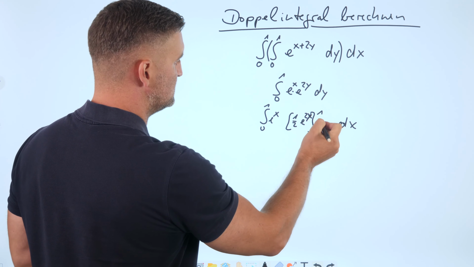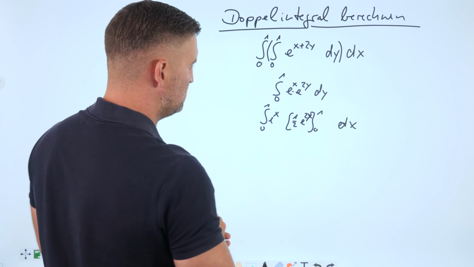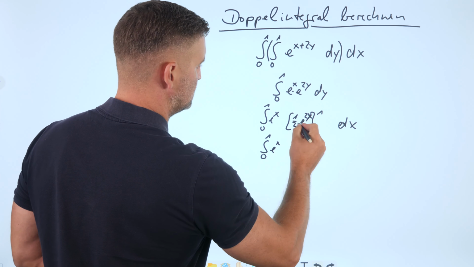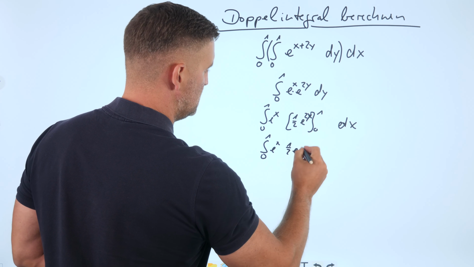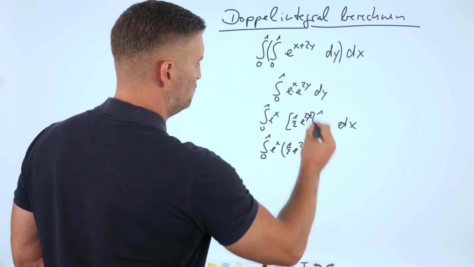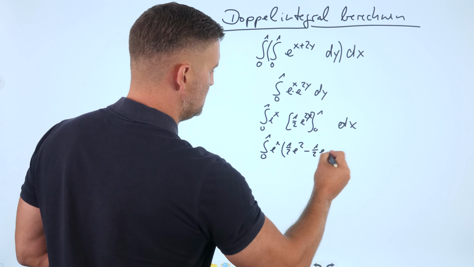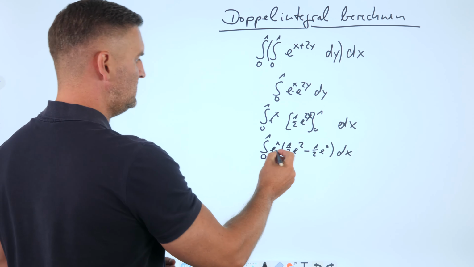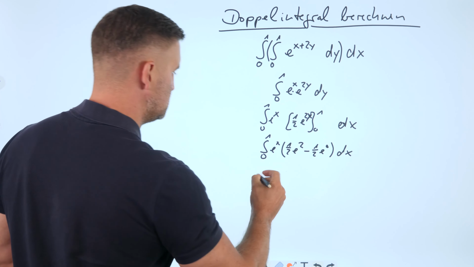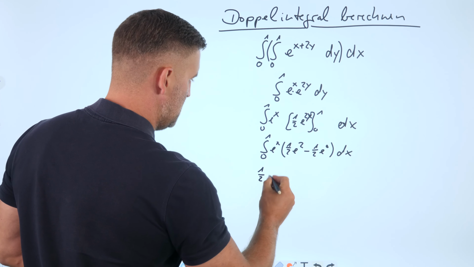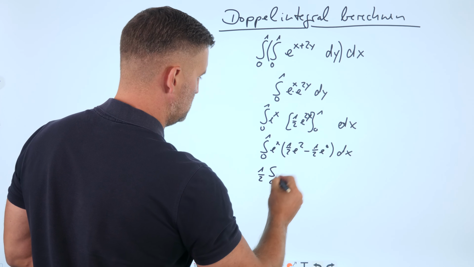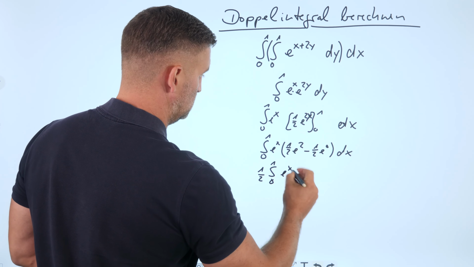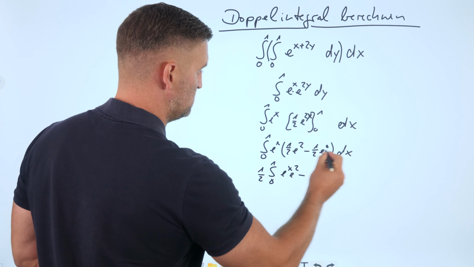Insert the upper value minus insert the lower value. Then we get e to the x, plug in 1, that's 1/2 times e squared, minus, plug in 0, that's 1/2 times e to the 0, dx. Now we can pull out the 1/2 to the front, so we have 1/2 times the integral from 0 to 1 of e to the x, and then e squared minus e to the 0, that's 1, minus 1, dx.